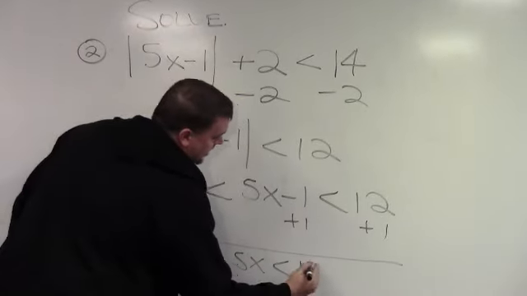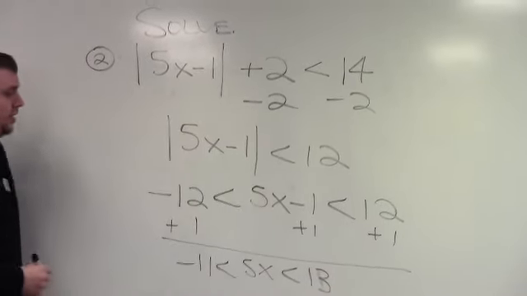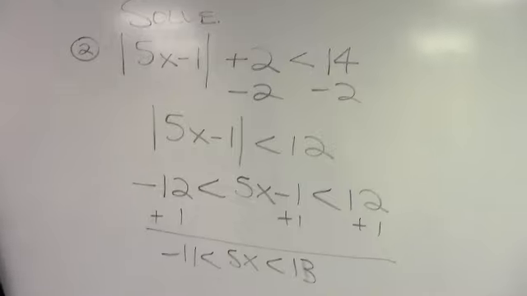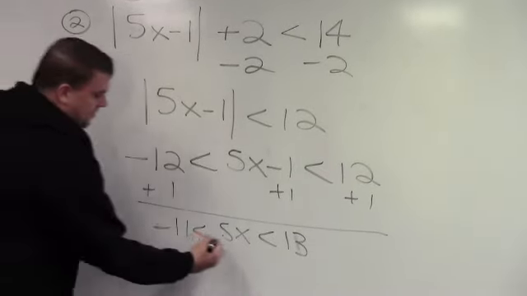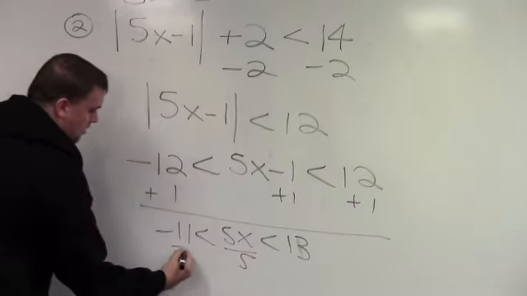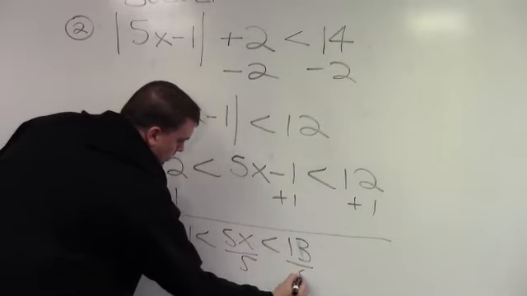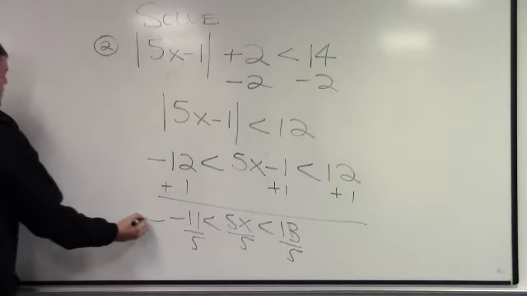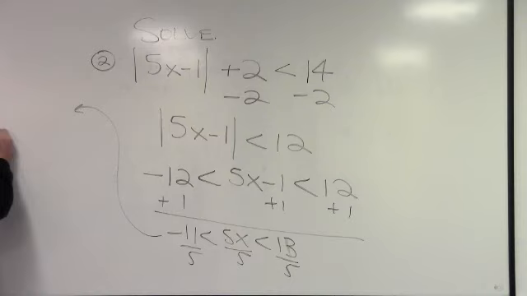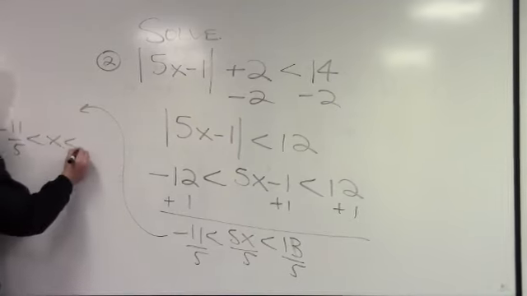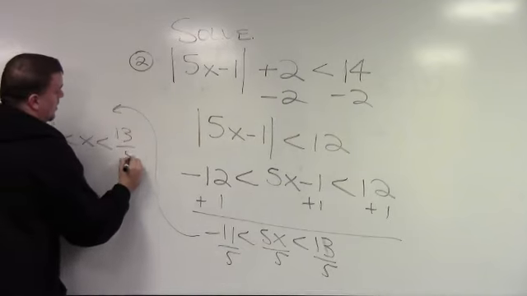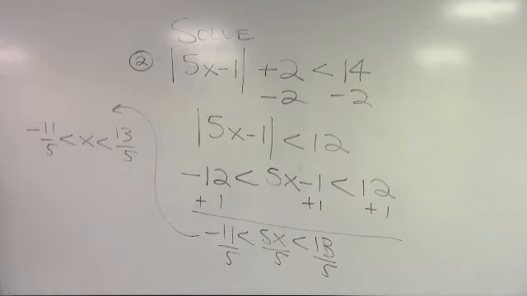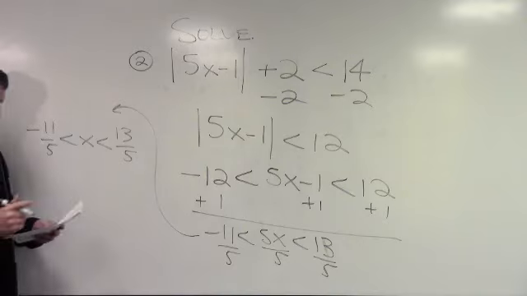Plus 1 is 13, sorry about that. And then our last step to get x by itself is to divide everything by 5. So our final answer is that x is between negative 11/5 and positive 13/5. So which answer is that going to correspond to? Okay.